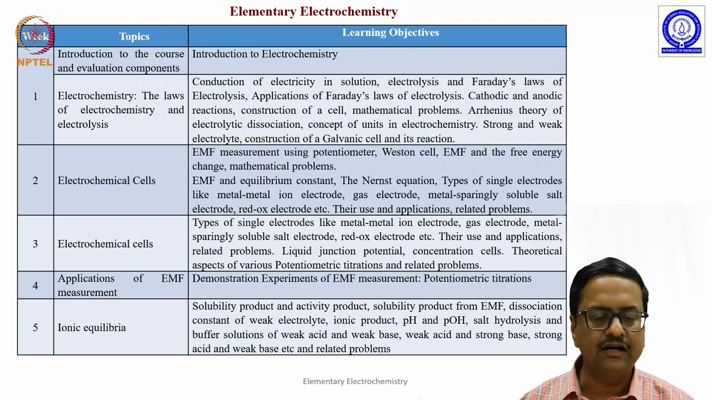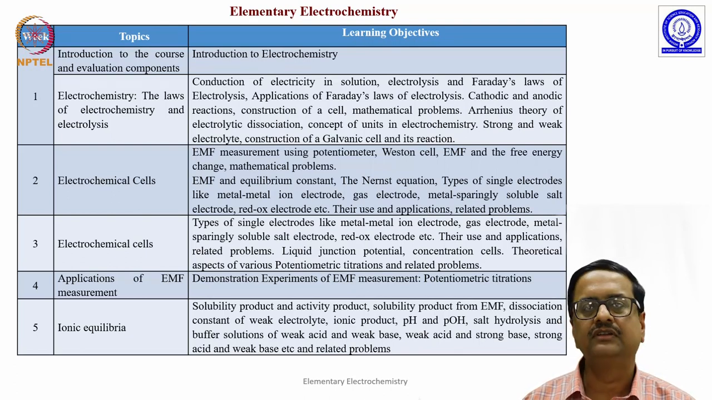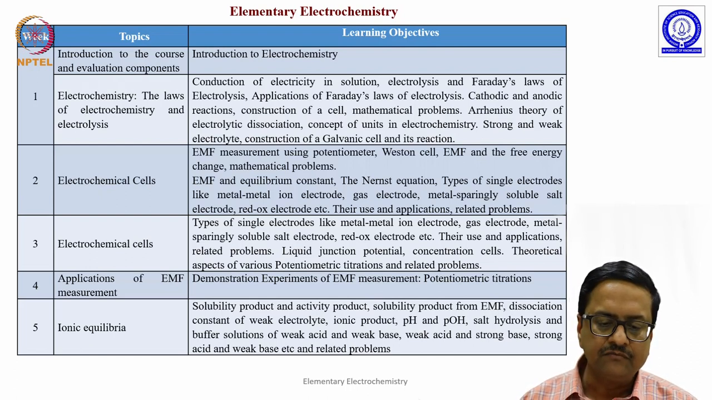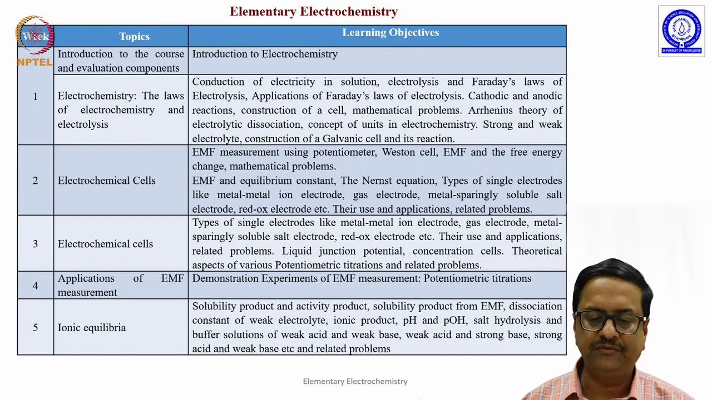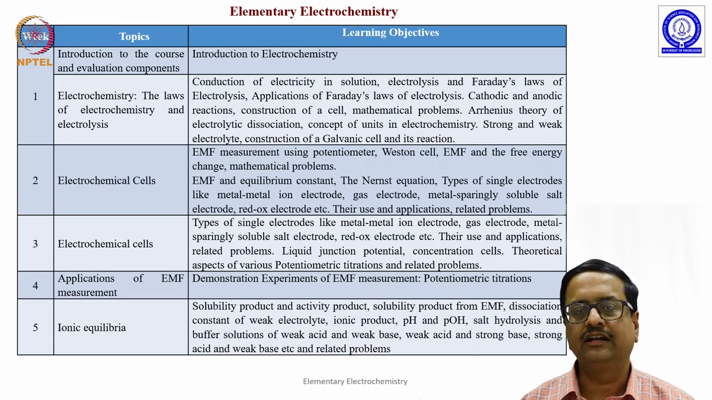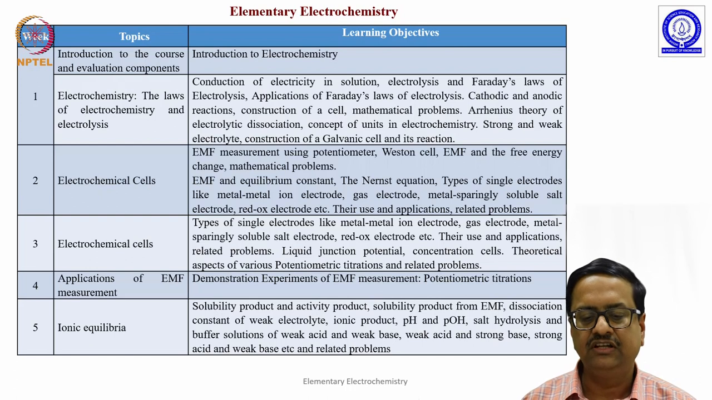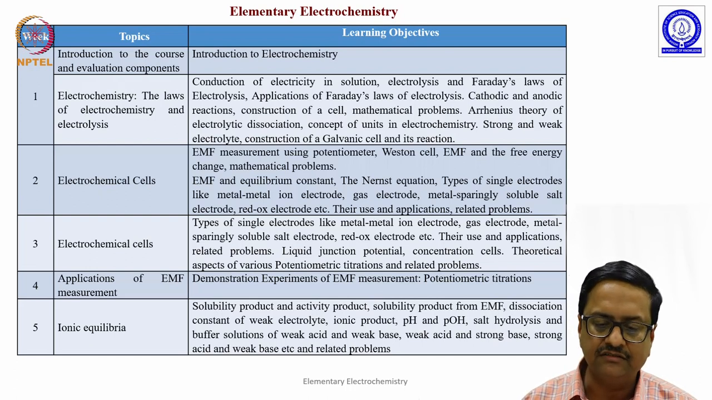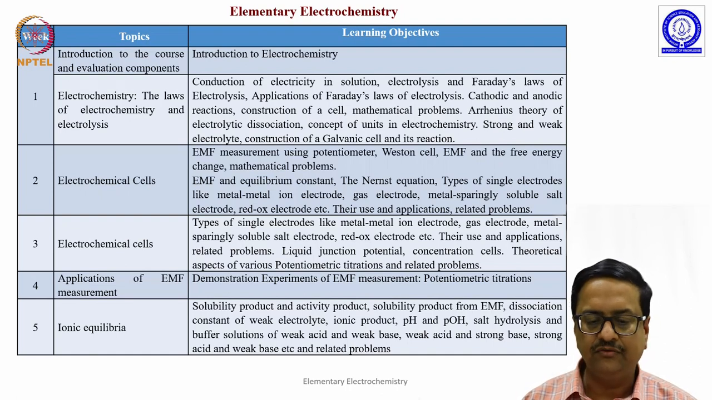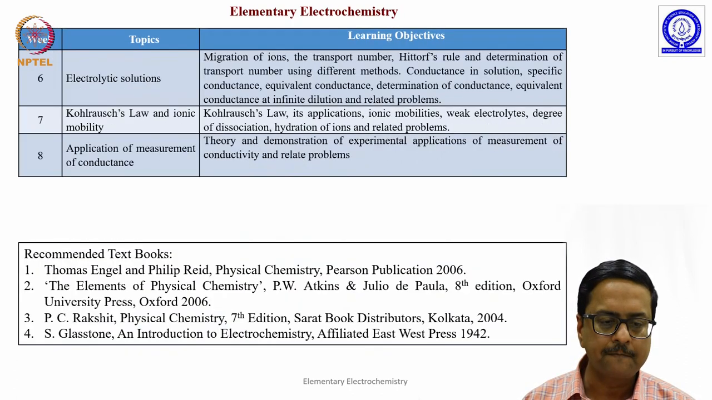In the following week, after 4 weeks, fifth week, we will talk about the solubility products. So we will move to the ionic equilibria part. So we will talk about solubility product, activity product, solubility product determination from EMF measurement, dissociation constant of weak electrolyte, all these along with buffer solutions, weak acid, weak base and strong acid, buffer solutions of weak acid and weak base, weak acid and strong base and strong acid and weak base, etc., and the related problems.